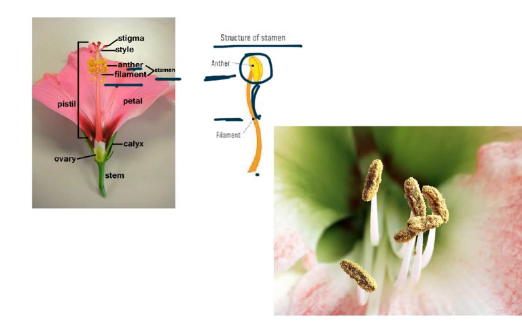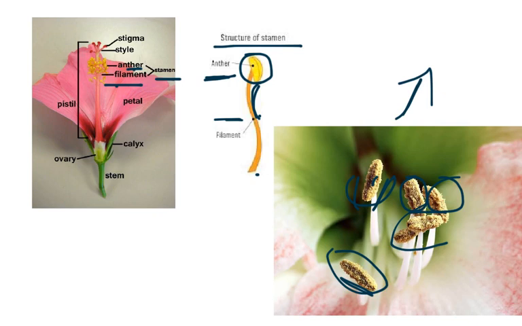If you touch these lobes in a mature flower, you can get a powdery substance. If you see here in this picture, you can see that powdery substance. These powdery substances are called pollen grains, which is a male reproductive part. The male reproductive part of a flower is called androecium.